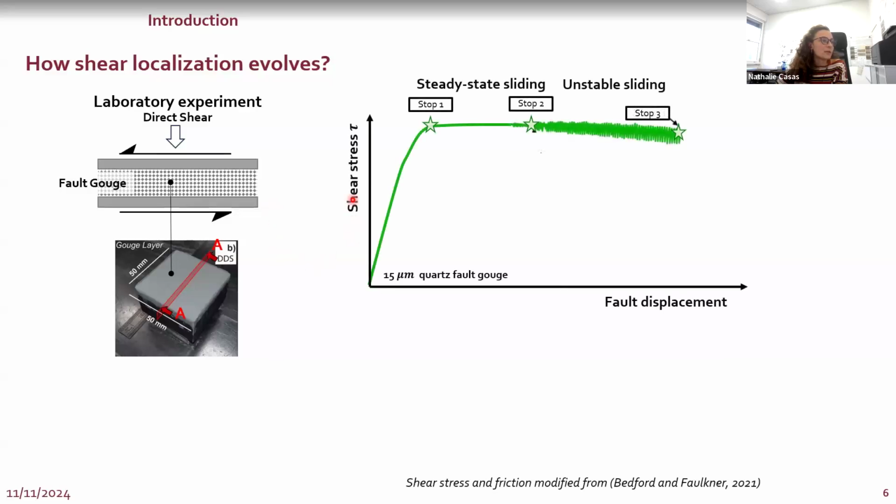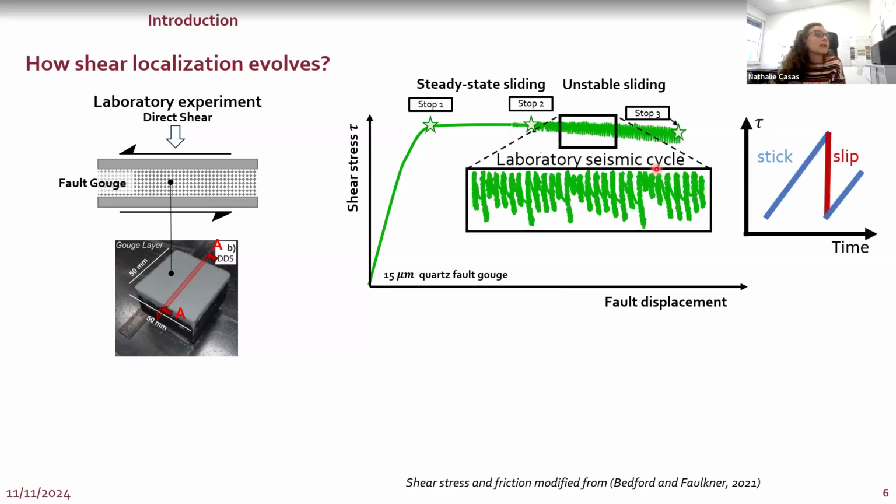Within this type of experiment, we are able to follow the evolution of shear stress as a function of fault displacement. Here are some data from Bedford and Faulkner on a quartz fault gouge, where they observe an increase in shear stress toward a maximum value, then steady state sliding, and then they were also able to observe unstable sliding in this particular experiment. These unstable slidings are what we call laboratory seismic cycles, which are an alternation of stick phases, where the fault is locked and the energy is stored within the medium, and slip phases, where the energy is released and the fault is able to move.